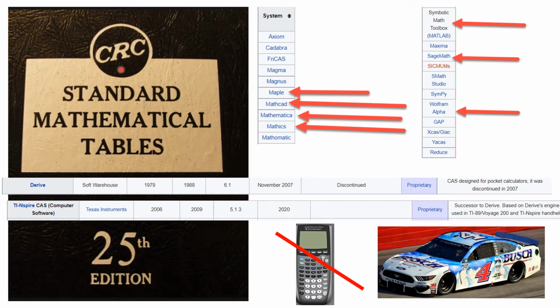This is the version of the CRC Standard Mathematical Tables that I have in my office. I have the 25th edition. That says something about my age, I guess. But it actually has served me very well.